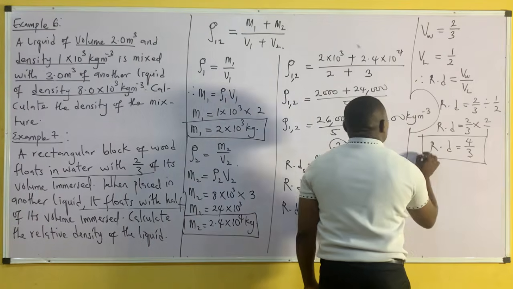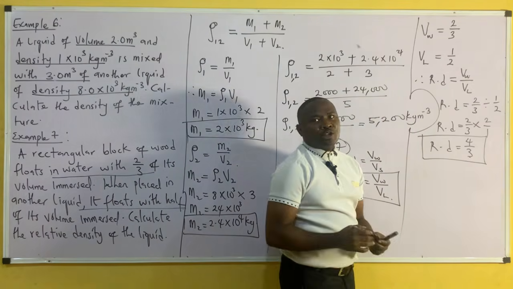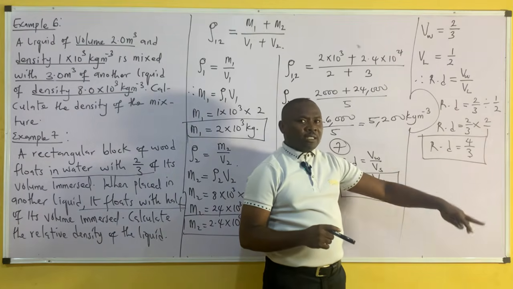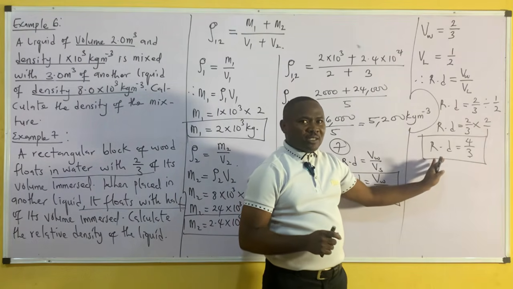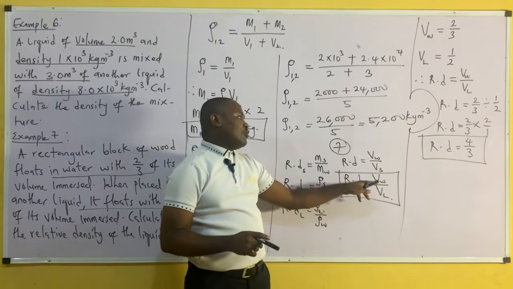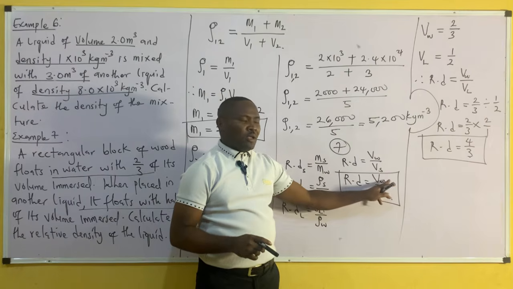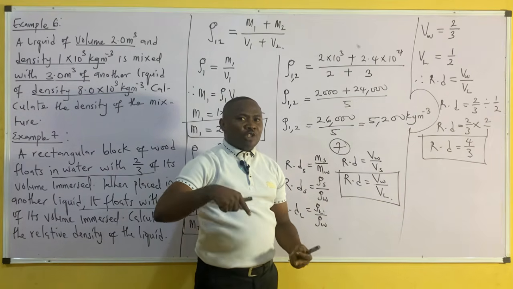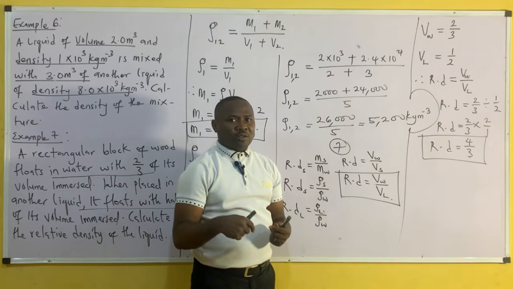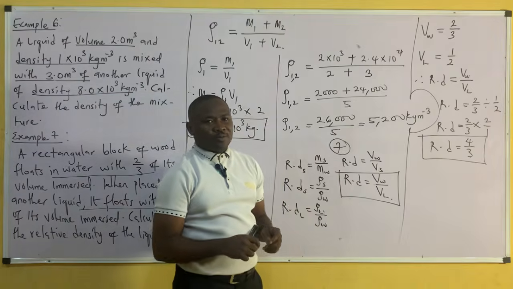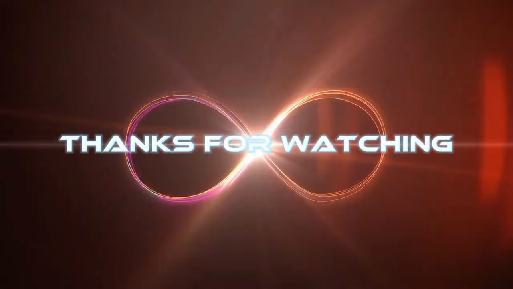Mind you, some sites and some question banks solved it wrongly and got 3 over 4. But that isn't the correct way to solve. The correct way to solve is volume in water over volume in liquid. Remember, it is the portion that was immersed that concerns us, not the portion that is outside the liquid. Thank you.